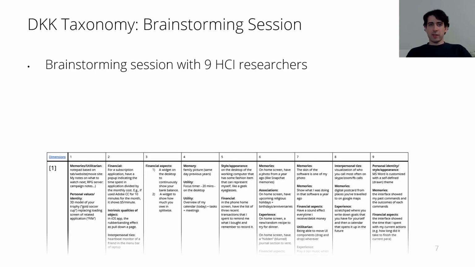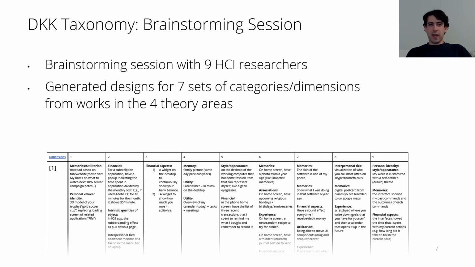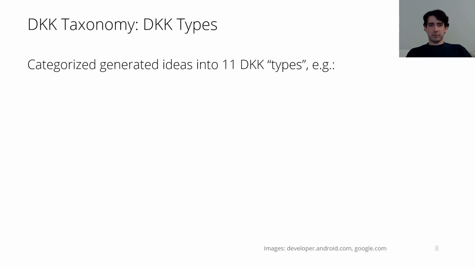Next, we conducted a brainstorming session with 9 HCI researchers pursuing master's or PhD degrees at our institution. Using 7 sets of categories and dimensions from the 4 theory areas as inspiration, a total of 108 digital knick-knack ideas were generated. We categorized the generated ideas into 11 digital knick-knack types.